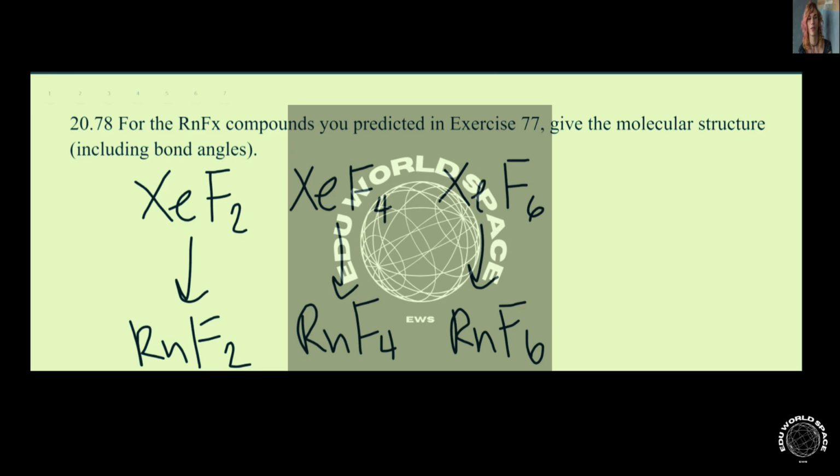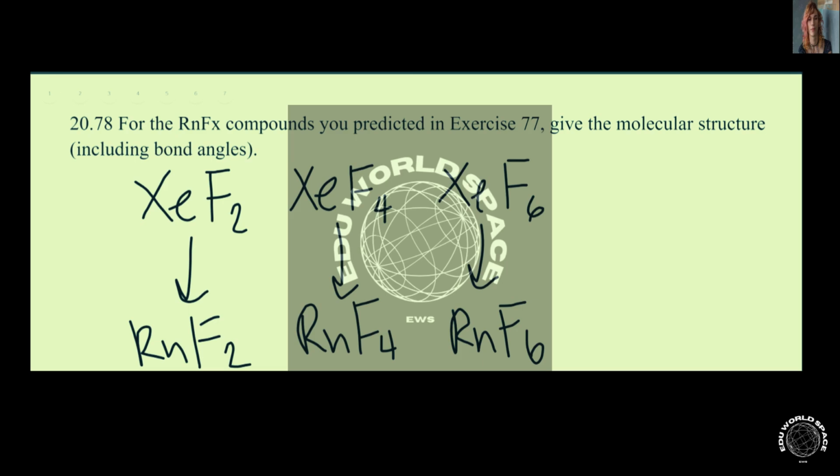So in this video, we're going to talk about question 78 from chapter 20, which says, for the RnFx compounds predicted in exercise 77, give the molecular structure, including bond angles. In exercise 77, we're told that radon reacts with fluorine to form fluorine compounds in the same way that xenon reacts with fluorine. So we know that xenon forms fluorides that are XeF2, XeF4, and XeF6. So radon must form fluorides that are RnF2, RnF4, and RnF6.